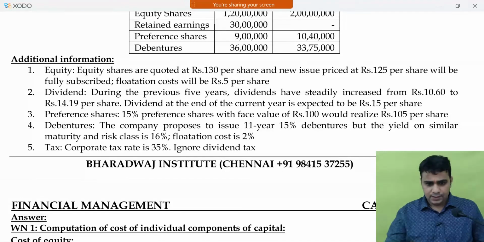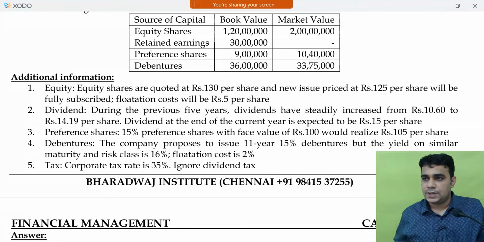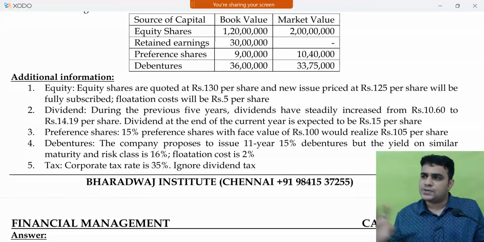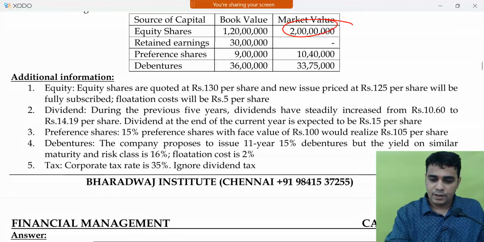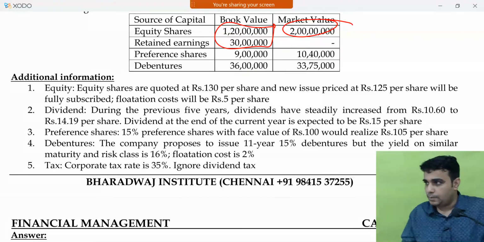Okay, this question has 4 types of capital: equity share, retained earnings, preference, and debenture. Book values are given, market values are given. You just need to do multiplication and get to the answer. That is the calculation of the WACC part. When you do market value, this 2 crore will have to be split in the ratio 120:30. That is the rule. Your market value of equity will have to be split in the ratio of equity shares and retained earnings, because we don't give a separate value.